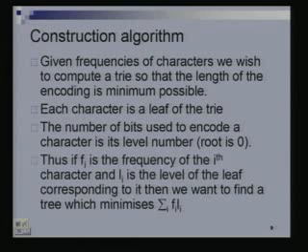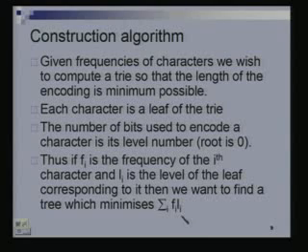So if the ith character has a frequency of f sub i and has a level number of L sub i, then what is it that we are trying to minimize? Summation f_i L_i. Everyone understands this? So we have to choose a tree so that this quantity is minimized.